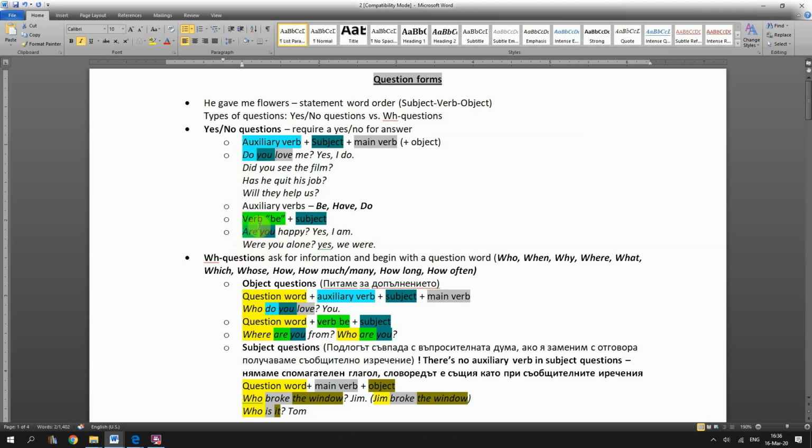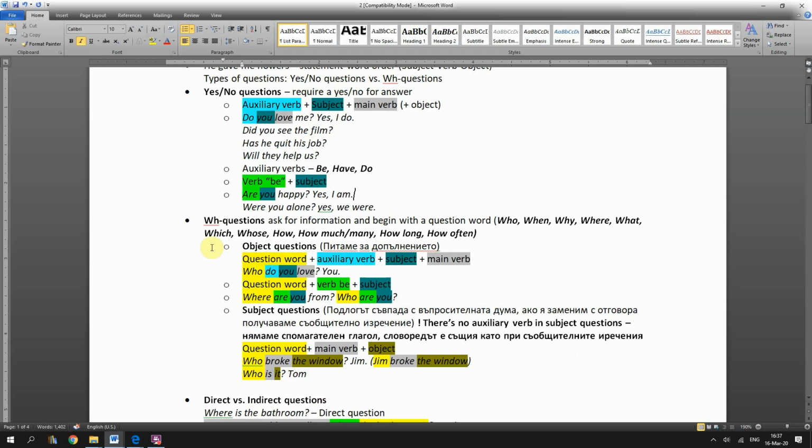This is the verb, this is the subject. And that's all. You don't need an auxiliary verb at all. So, these were our yes or no questions. The next group, WH questions.